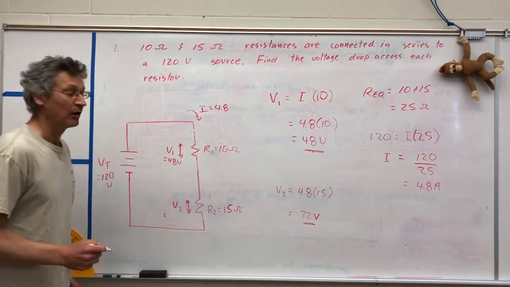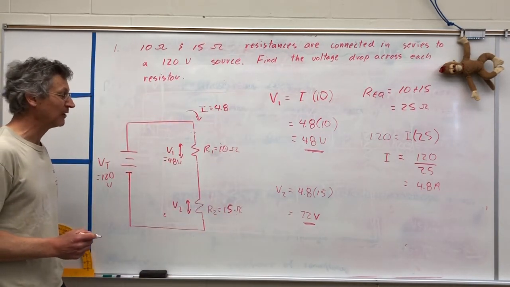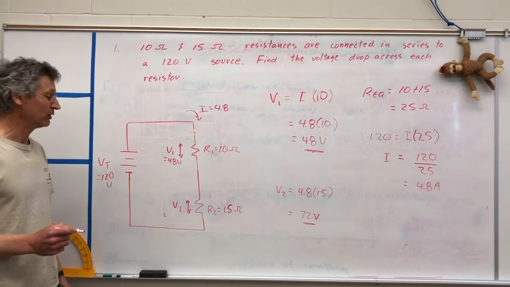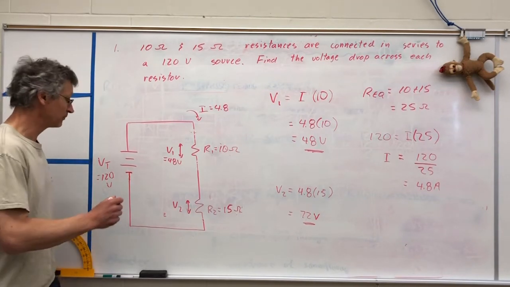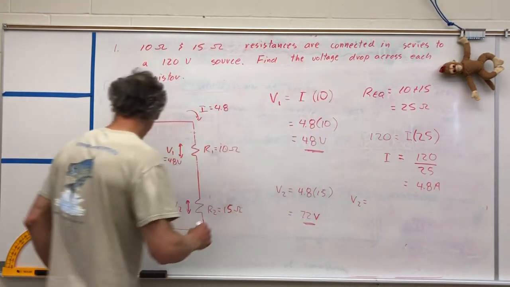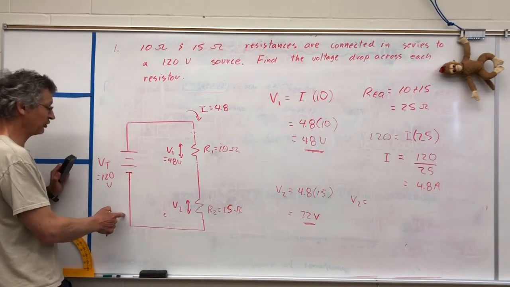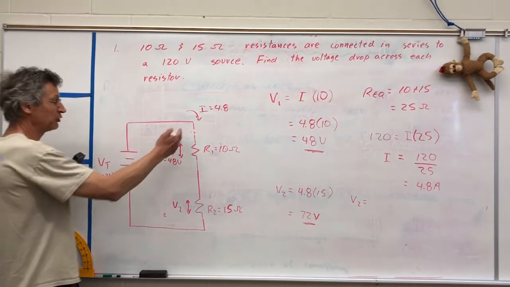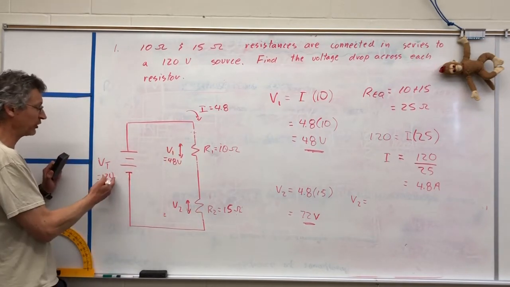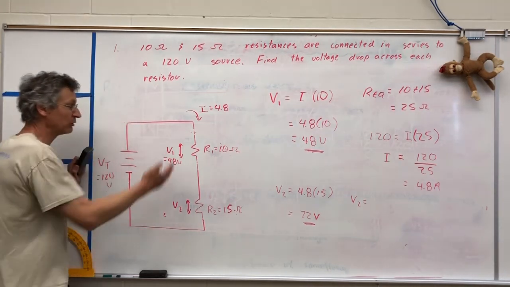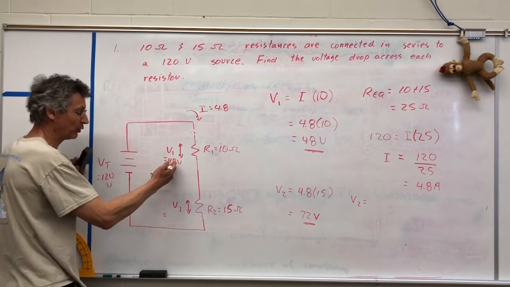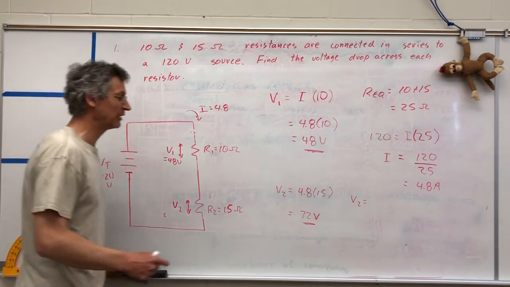What's another way to come up with that 72 volts? Even easier than multiplication. How about subtraction? Look at this. The total voltage increase is 120 volts. So that means the total voltage decrease has got to be 120 volts. If you got an increase of 120 volts on this side, that means you got to have a decrease of 120 volts in total on this side. So 120 take away 48, well, there's another way to get your 72.